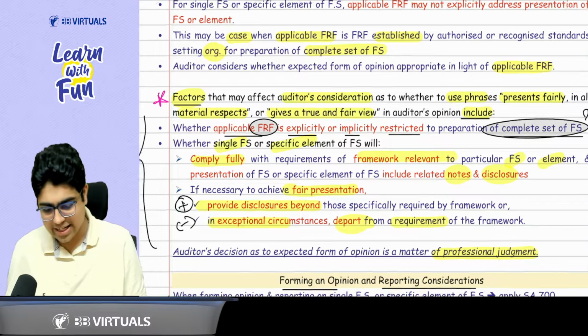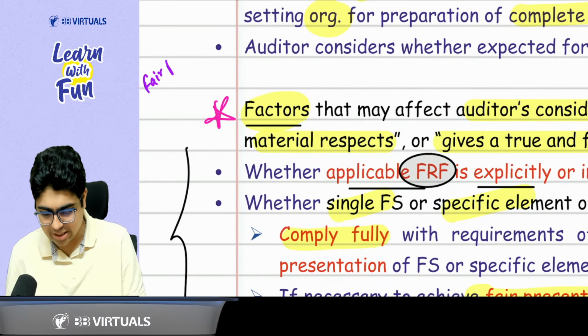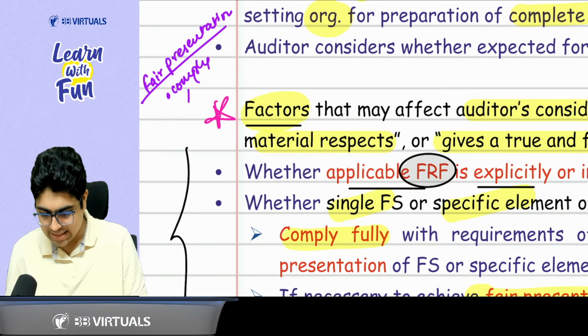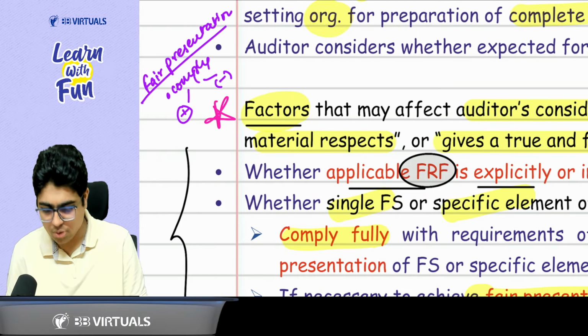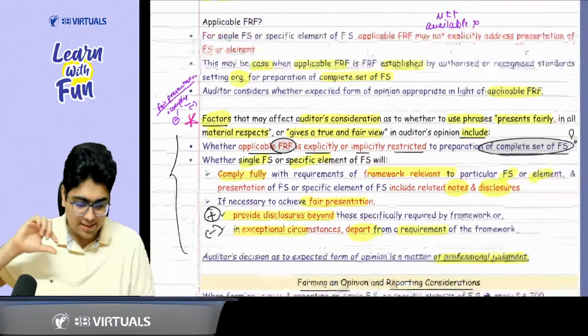In SA 700, I told you that for fair presentation, two things need to be complied with. First of all, you need to comply with the FRF. Then, if required, you will add something or you will reduce something. And this is the same thing which is given here.